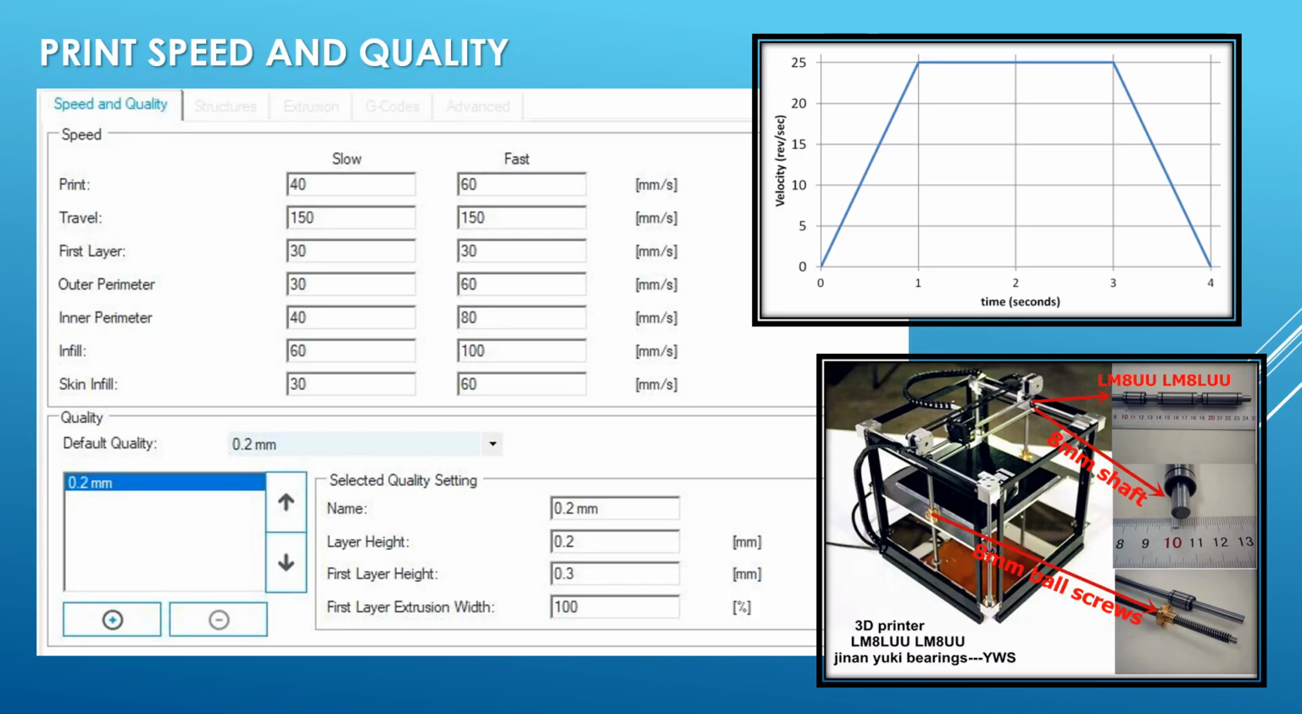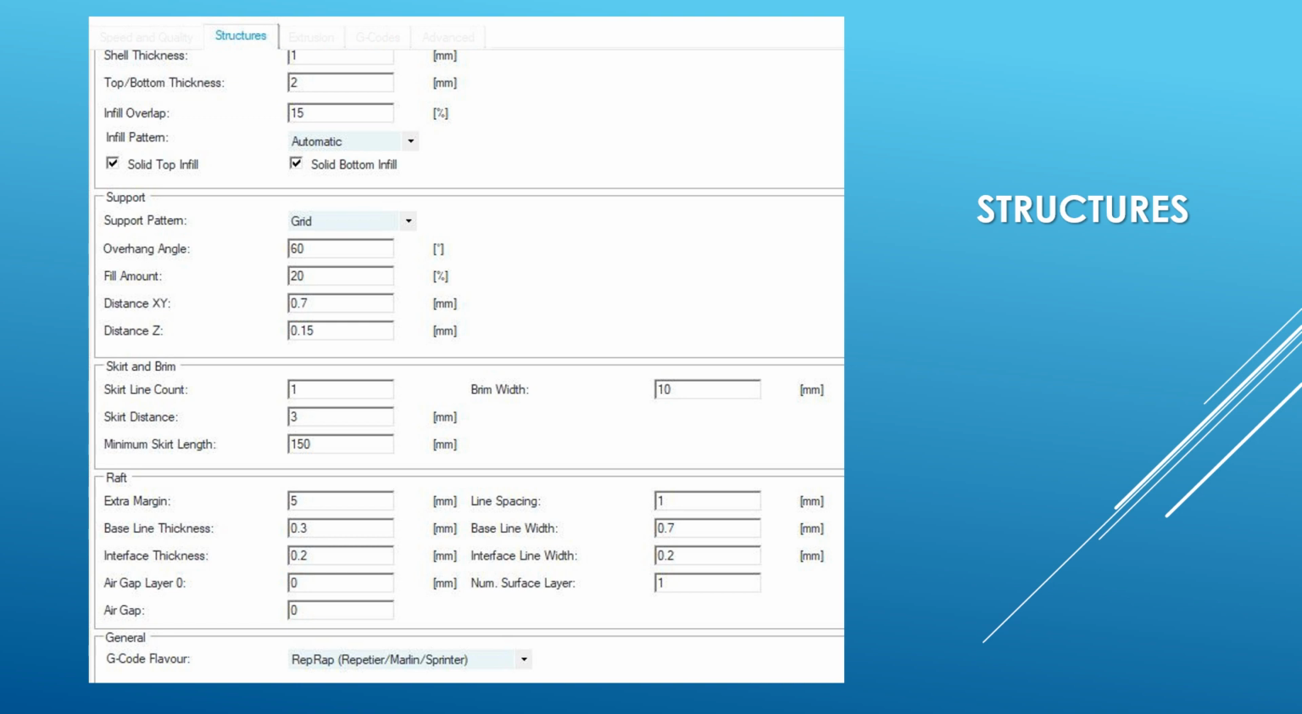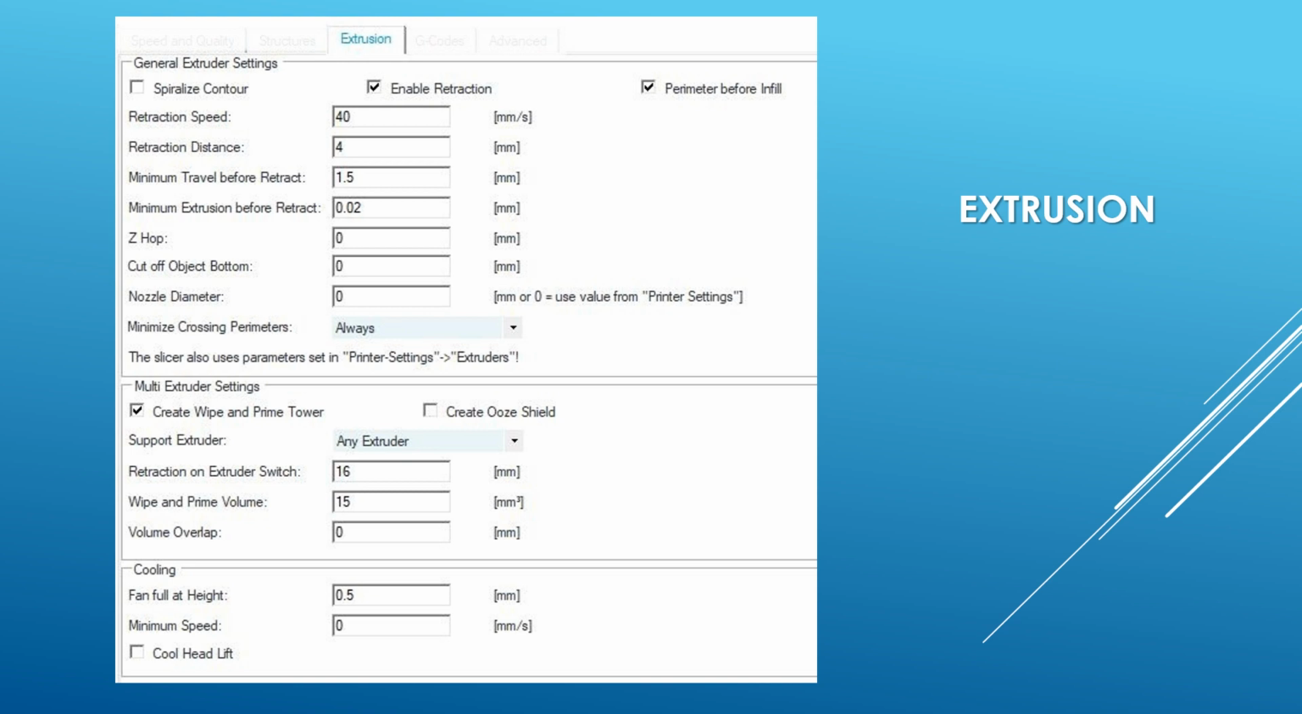The printer and how well it's built will greatly affect how fast you can print, and the speed affects the quality. The more rigid the machine, the faster it can print. Always consider your various structure parameters for each print job. Keeping the extrusion speed slower will create a better print job, but take longer.